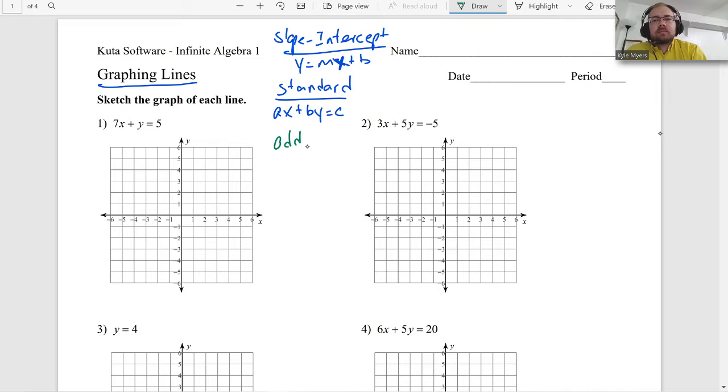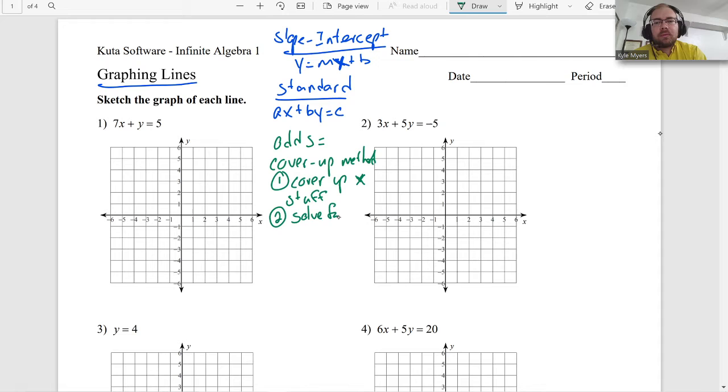So for odds, we're going to do a method called the Coverup method. The way you do this is you cover up either the x or the y. So what you're doing is you're finding the x and y intercepts. Step 1, we want to cover up the x stuff. Step 2, solve for y. Okay, so let's do that first.